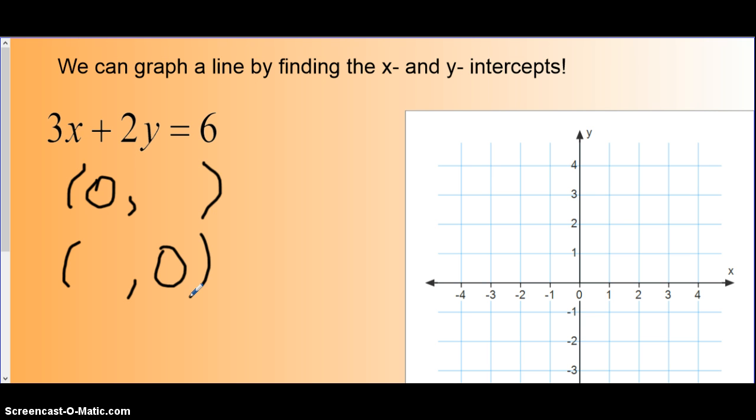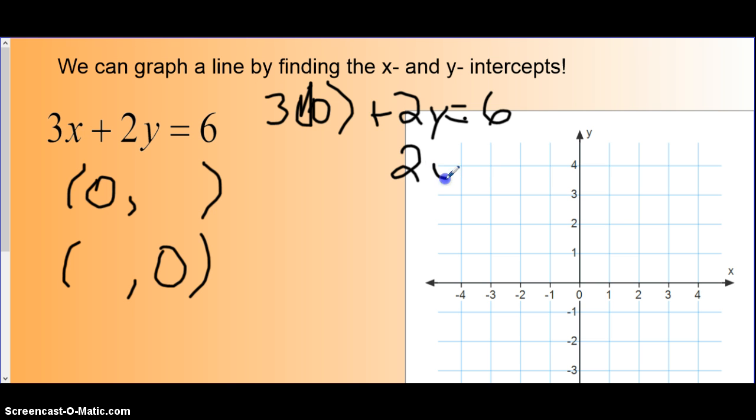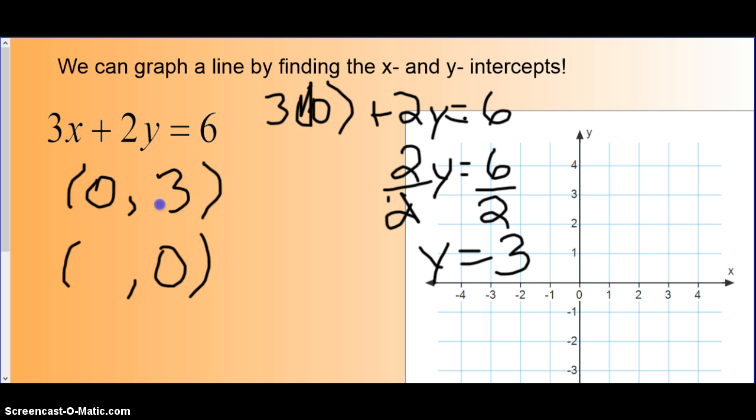When you're looking at this equation, 3 times x plus 2 times y equals 6, you can simply substitute in 0 for your x. So that gives you an equation 3 times 0, plus 2 times y equals 6. And we know that any number times 0 is equal to 0. So really what this leaves you is 2y equals 6. And when we divide by 2 on both sides, it gives you y is equal to 3. I'm going to put that in here.